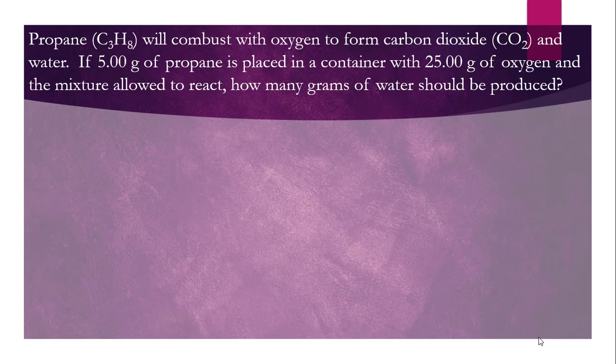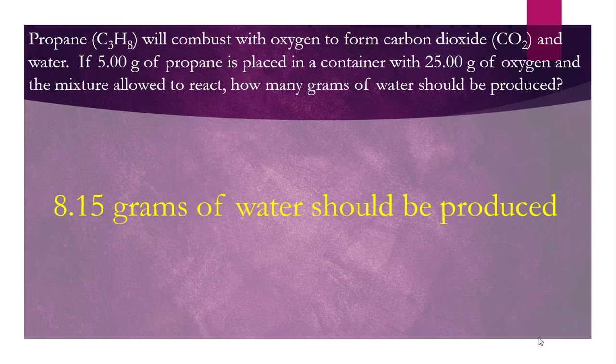Now it's time for you to do one. Propane is going to react with oxygen and form carbon dioxide and water. You put 5 grams of propane in a container with 25 grams of oxygen. You allow the mixture to react. How many grams of water should be produced? Stop, figure it out. I'll give you the answer, then walk you through it. Go. And the answer is 8.15 grams of water should be produced.